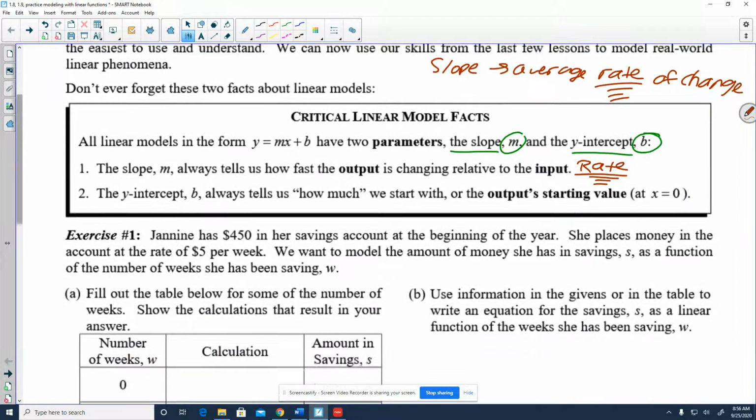So the y-intercept, b, always tells us how much we start with, or the output starting value. So this is our initial value. Our y-intercept is our initial value, always. All right? So let's just dive right in. Let's take a look at an example.